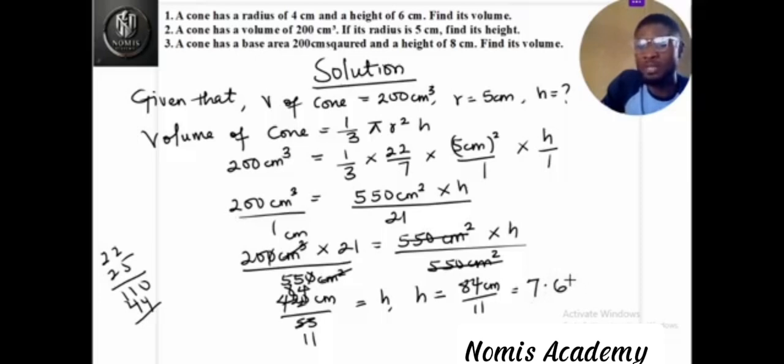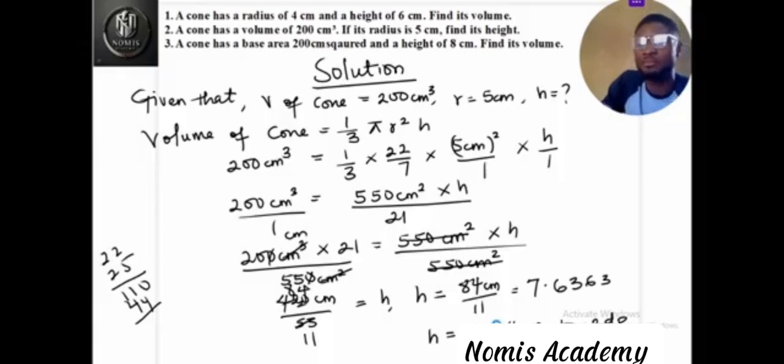So I will get 3 from the next one. So remainder 7. So I'll get 6 again. So I'll keep getting 6, 3. So the height is definitely 7.64 centimeter to 2 decimal place. So this is the height of the cone, whose volume is 200 centimeter cube and radius 5 centimeter.